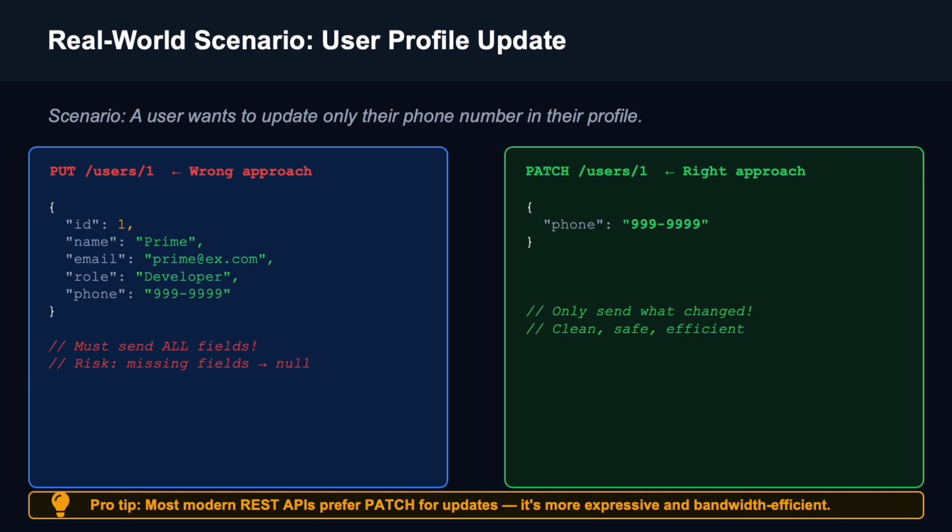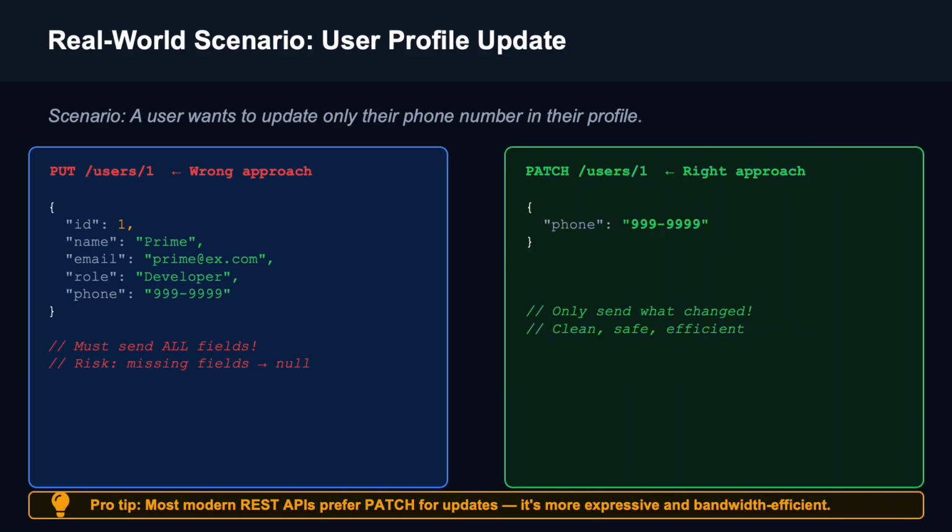The right approach: using PATCH. Send only the field that changed. One field in the request body. The server merges it with the existing record. No data loss possible, and much less data over the wire. This is exactly why modern APIs like GitHub, Stripe, and Twilio default to PATCH for update operations. It's safer, clearer in intent, and more efficient.